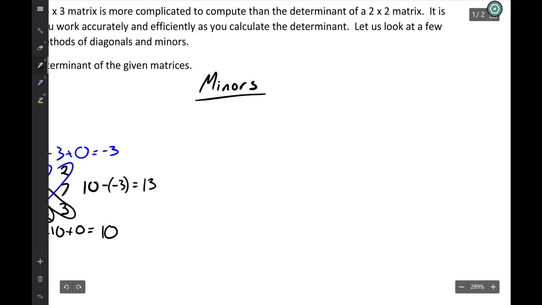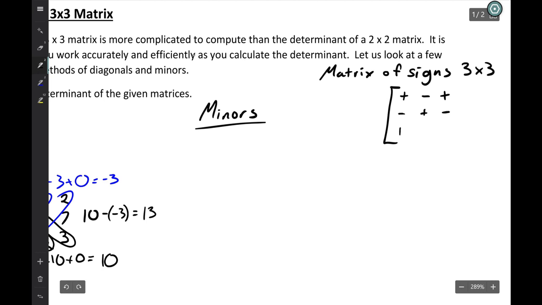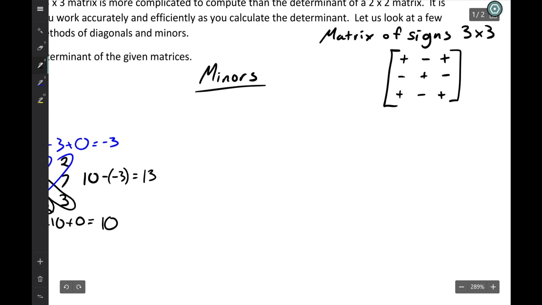Okay, minors is a little bit more complicated, but like I said, has some cool applications outside of it. So before we can do this, we have to look at a matrix of signs. Signs for a 3x3. Okay, that's a matrix like this. It goes positive, negative, positive, negative, positive, negative, and positive, negative, positive. Okay, we're going to use that to help us here.